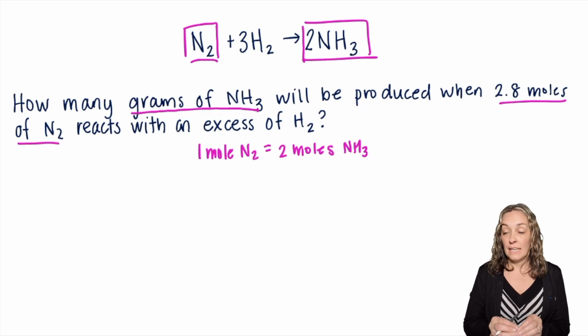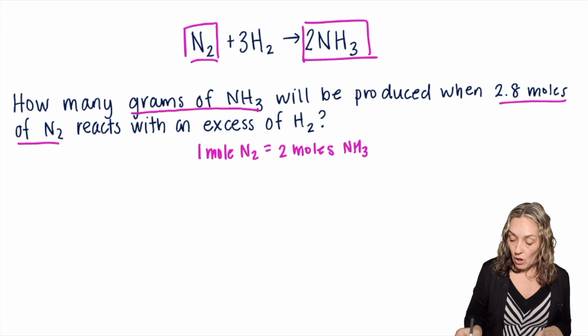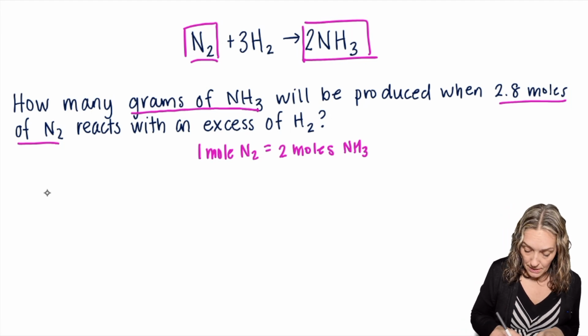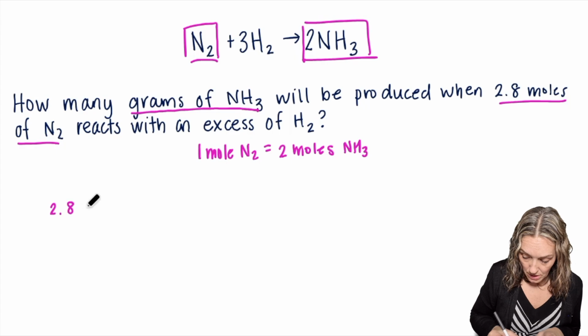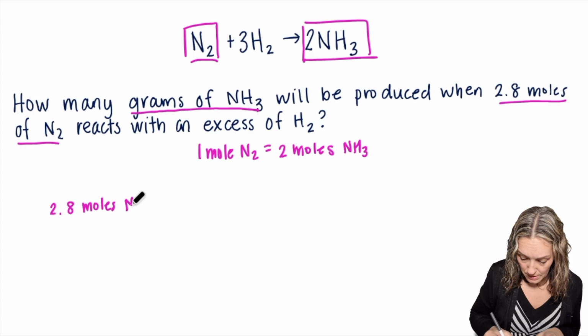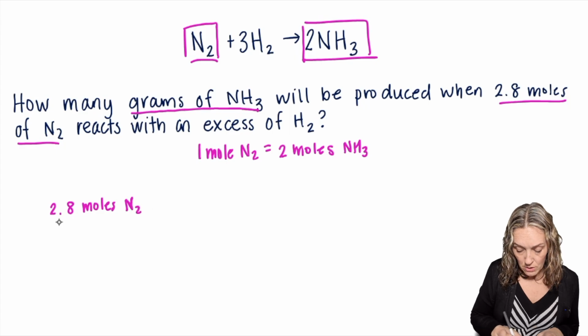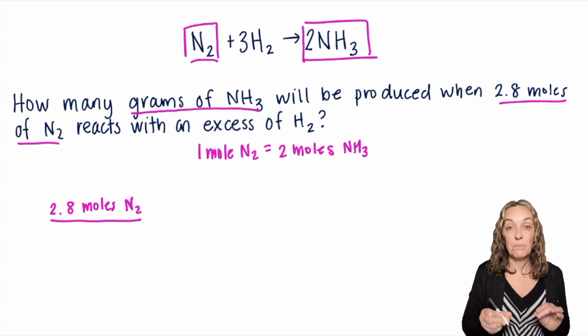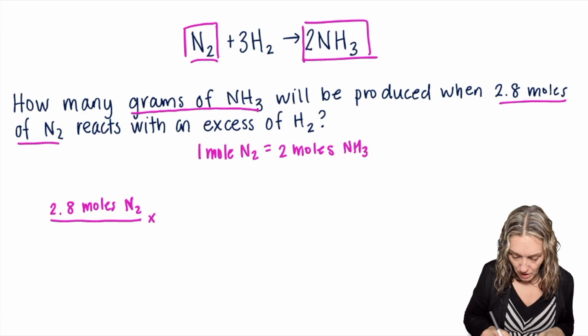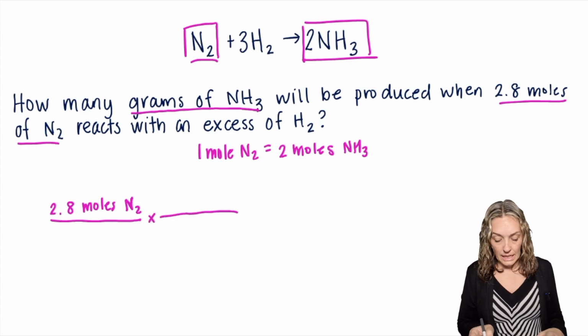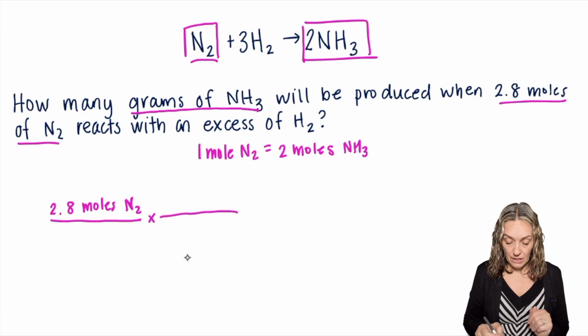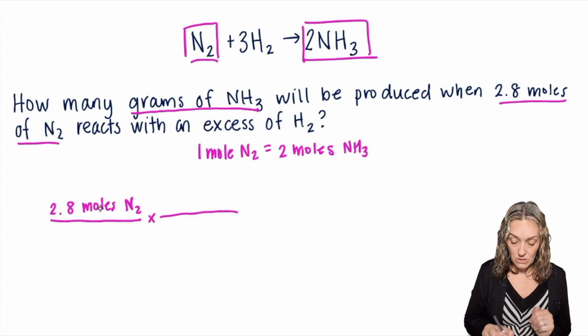Next, we're ready to begin the setup. Your setup should always start with the number in the prompt as your starting point. So I'm starting with 2.8 moles, and specifically moles of N2. Make sure that you're labeling not just the unit, but also the substance. You are always going to multiply, and you want to make sure that the top and the bottom of the fraction are equal. So I have moles of N2.